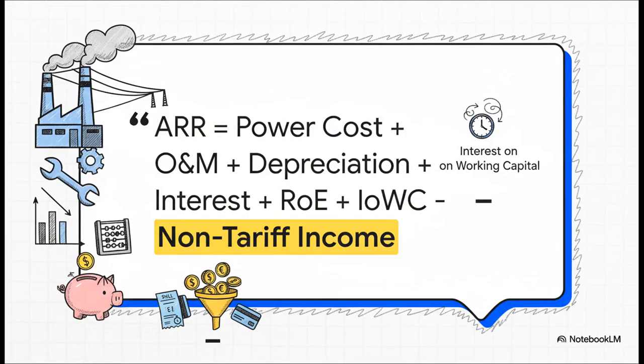You can see all the parts we've talked about: the power cost, O&M, depreciation, interest, and return on equity. You'll also see a small charge for interest on working capital. That's just the cost of funding day-to-day operations. And finally, notice that last part, non-tariff income, which is money from things like late fees, actually gets subtracted. That helps lower the final amount for everyone.